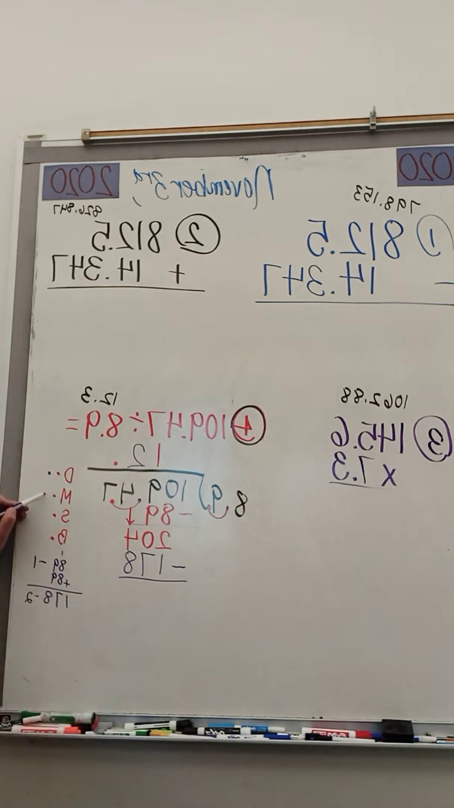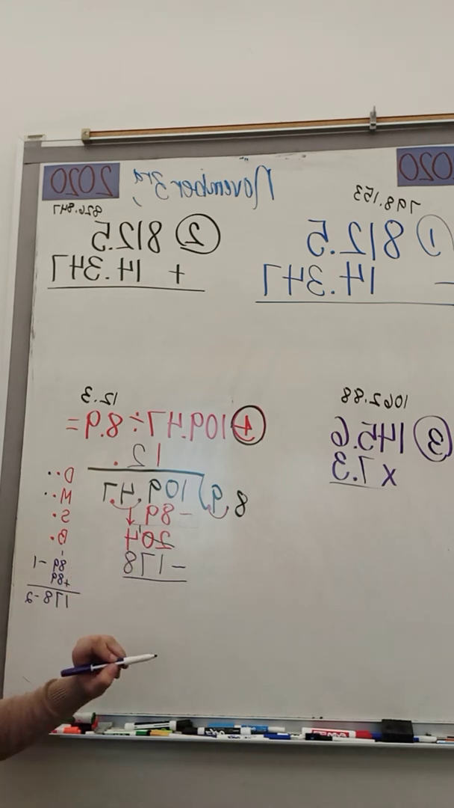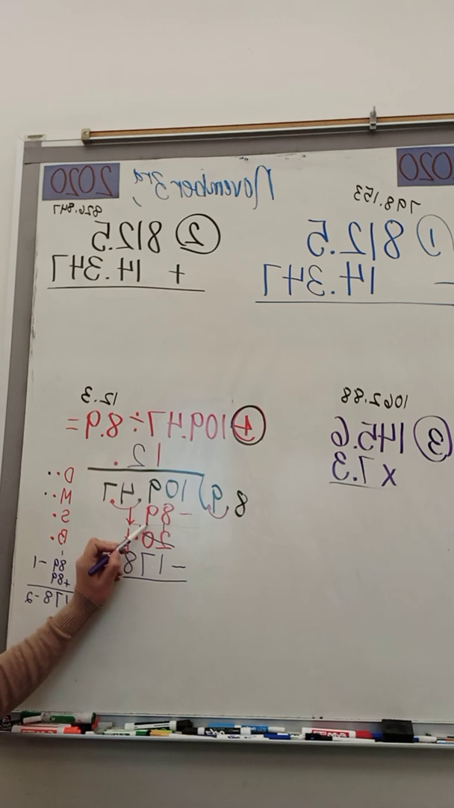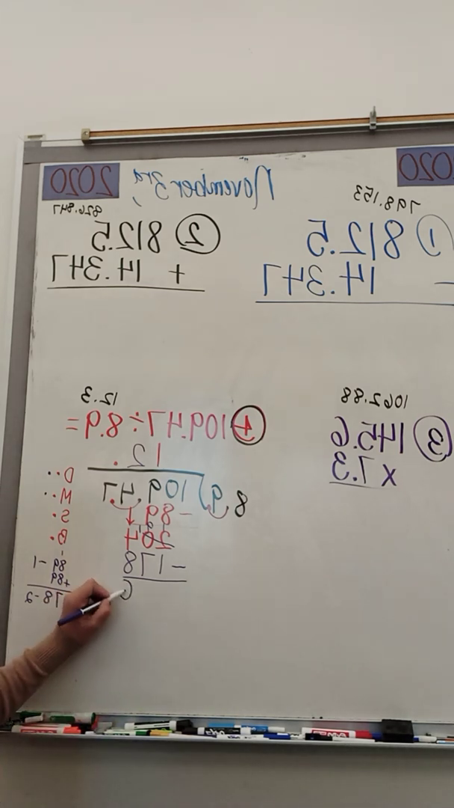I multiplied. Now I need to subtract. I cannot do 4 minus 8, so I have to borrow from the 20. And 20 becomes 19. My 4 becomes 14. 14 minus 8 is what? 6. 19 minus 17.